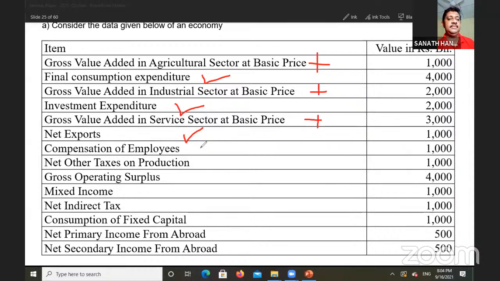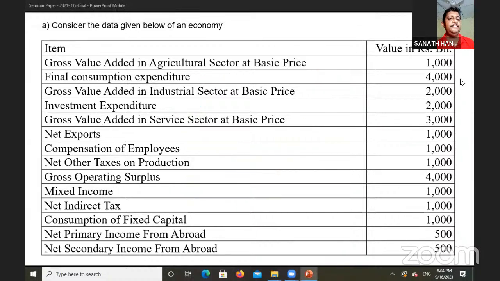The income method within compensation of employees, gross operating surplus, right? And then mixed income. If you are given gross operating surplus, no need to add mixed income, right? Then production taxes are given, net other taxes on production, and that's the income method data. Okay, then what you have to do?